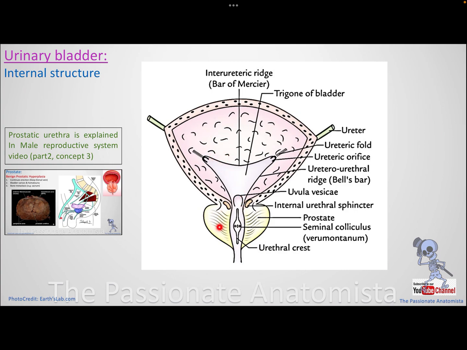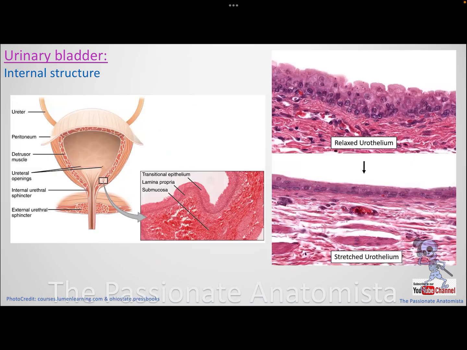And coming down to the prostate, we have a lot of important information here in the prostatic urethra, and that is explained in good detail in the male reproductive system video part 2, concept 3. So you can go ahead and watch that video. This is how it looks from outside in the reproductive system module, to understand more about the prostatic urethra, and all this information is mentioned there.